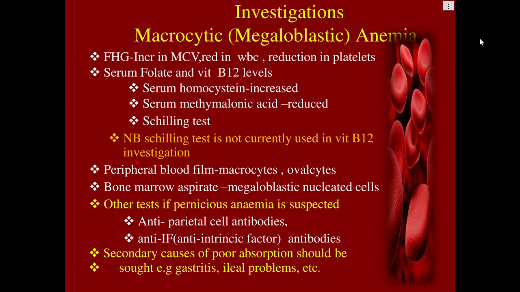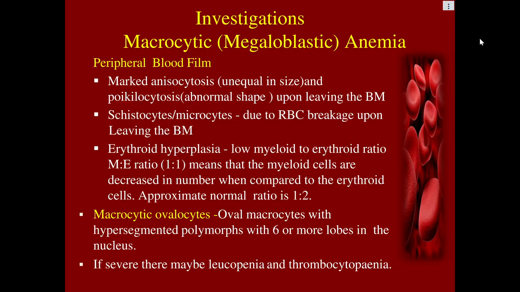Talked about peripheral blood film, talked about a bone marrow aspirate. Now, when you see an abnormal blood cell, especially in the peripheral blood film, you go to the bone marrow to try to find out exactly what is happening. So these are patients when you see this kind of picture in your peripheral blood film.